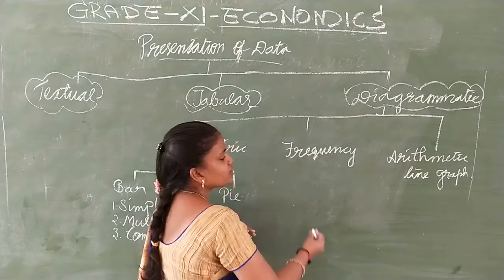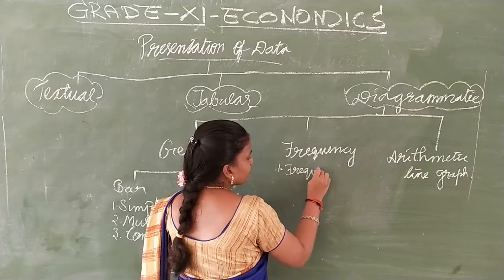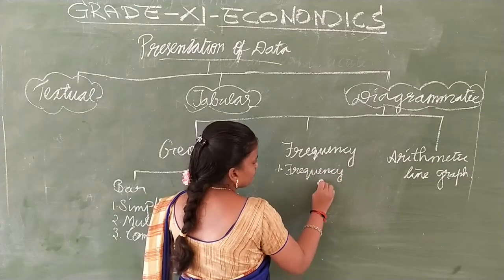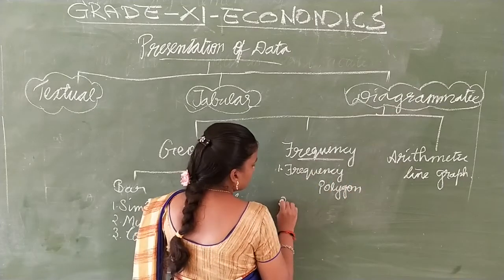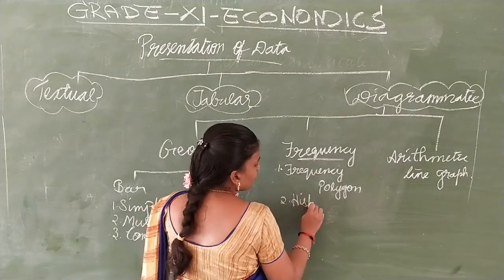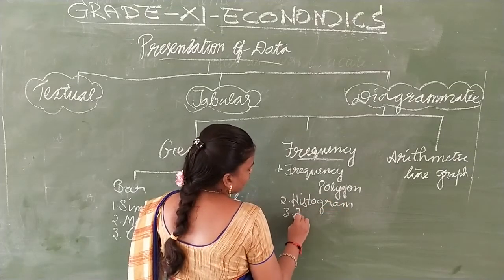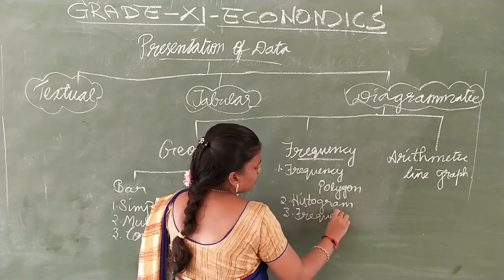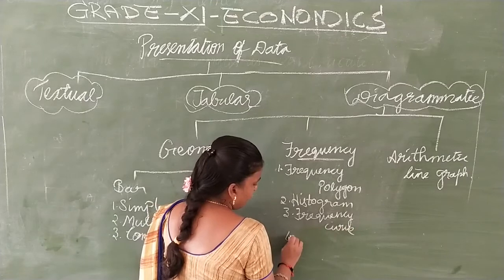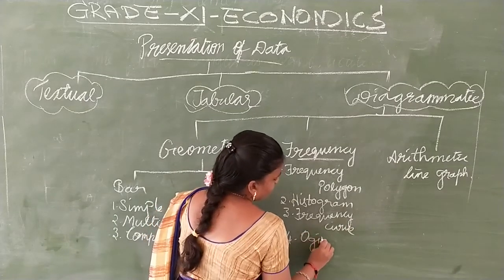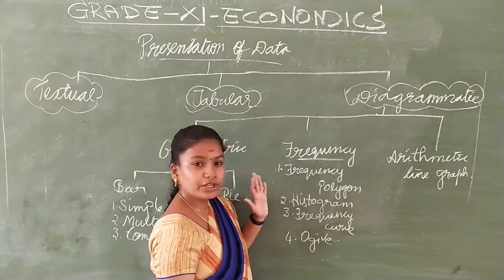And what are the various frequency diagrams we have? We have a frequency polygon. We have a histogram. We have a frequency curve. And we have an ogive. These four were the kinds of frequency diagrams.